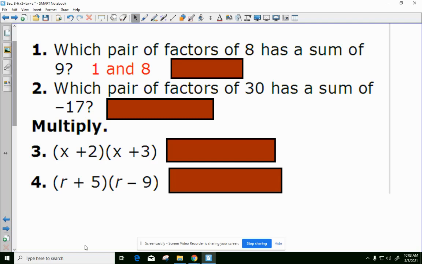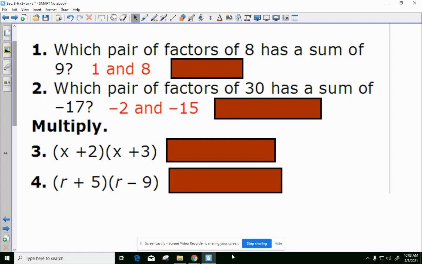Okay. How about this one? Give me something that multiplies to 30 but adds to negative 17. Multiplies to 30, adds to negative 17. Dylan, what do you think? Negative 15 and negative 2. Okay. Negative 15 times negative 2. 2 negatives give you that multiplication of a positive. But when you add them together, you get a negative 17.